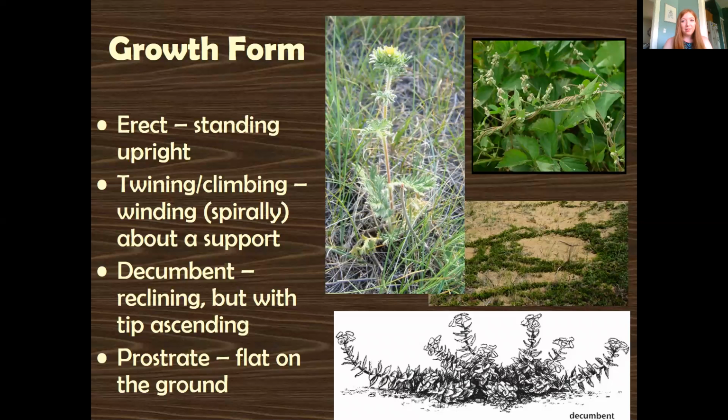Growth form is also important to keep in mind. So you can have a erect plant that grows standing straight up. And this picture right here, if you can see my mouse, that's a great example of that. Twining or climbing, that's something like a vine, a decumbent. So that's reclining. So it grows along the ground, but its flowering stems usually ascend a bit. So the bottom picture here, that's of a decumbent plant, and you can see the flowering stems, the flowers are pointed up. Or you could have prostrate, and that's right flat against the ground. So the juniper here again, that grows right flat against the ground.